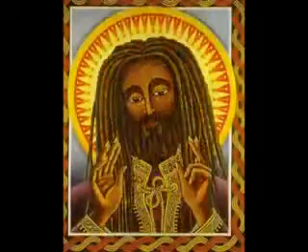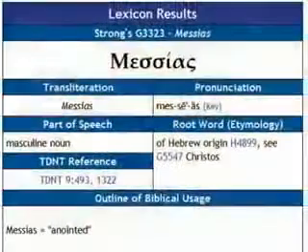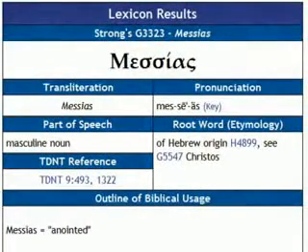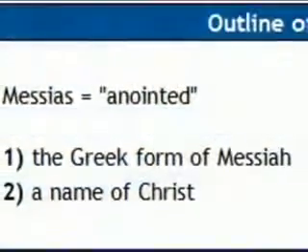Now, if we say Haile Selassie I is the Christ, everyone will get up in arms because of their ignorance. If we say he's the Messiah, they'll get up in arms because of their ignorance. They'll say he's not Jesus. And we never said he's Jesus. We never said Haile Selassie is Jesus Christ. We said Haile Selassie is the Christ, because Christ means the Messiah, Moshiach, and that means in English the anointed. And they tell you right here under the outline of biblical usage, it says Messiah equals anointed.